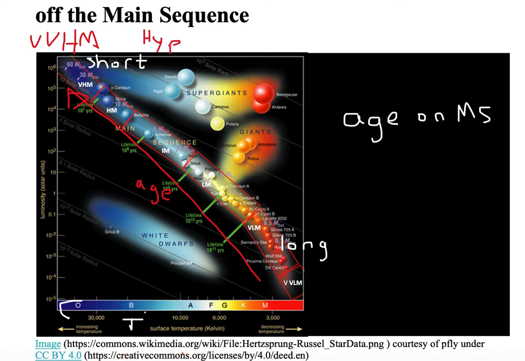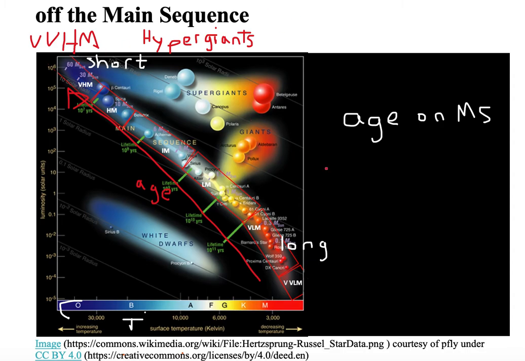So I'll go ahead and put at the top hypergiants because they fall off the diagram. Remember, the diagram continues both up and to the left, so we have to expand it out. And this particular version of the HR diagram looks at the lower section more than the upper section.